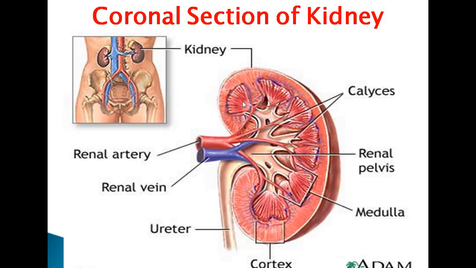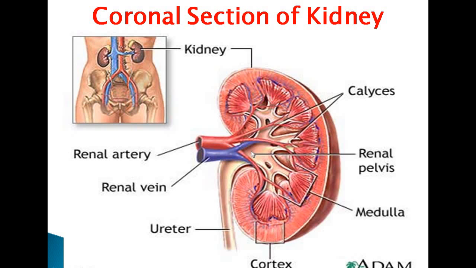One renal pyramid along with its overlying cortical arch forms one lobe of the kidney. So there are about 8 to 10 lobes of the kidney. This is the renal artery, renal vein and the renal pelvis. These are the structures which are present at the hilum.